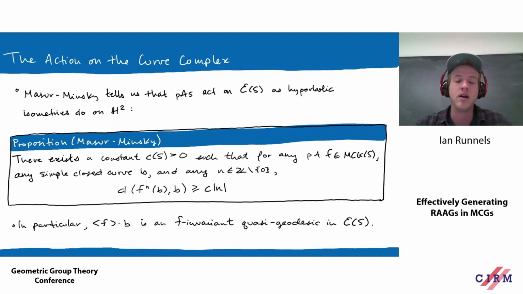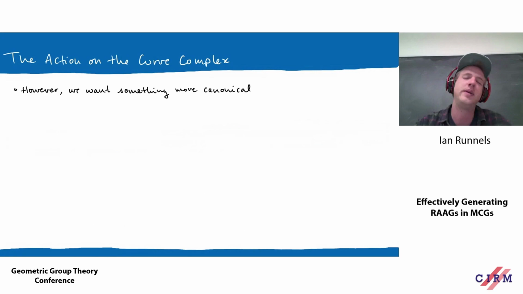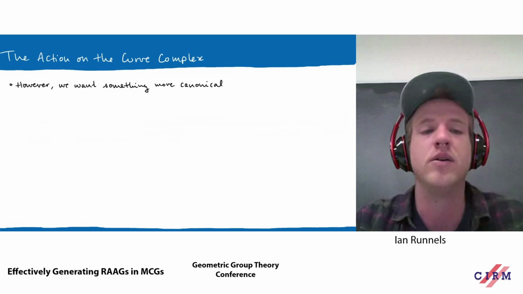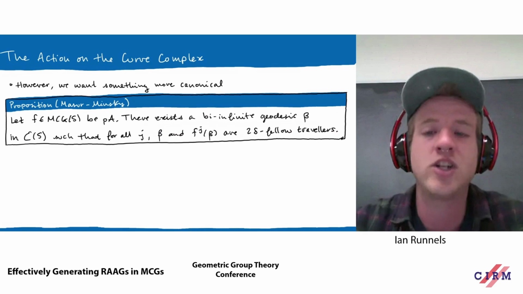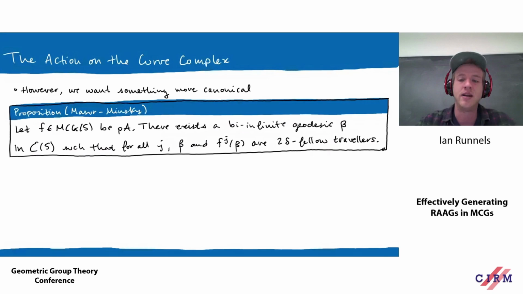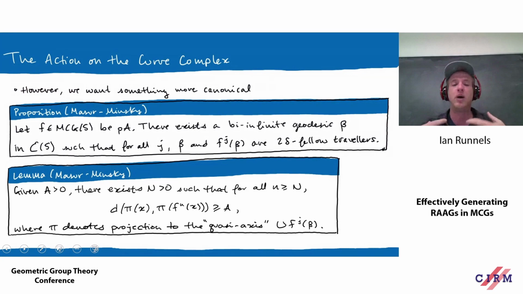But we want something a little more canonical for technical reasons. So we don't want just quasi-geodesics, but honest geodesics. And it turns out we have those as well. If I have a pseudo-Anosov, there's some finite collection of bi-infinite geodesics, which are permuted as I apply powers of F. And these are all two-delta fellow travelers, so they're all very close to each other. And the idea is that for suitably large powers of my pseudo-Anosov, I'm acting by translation along what's called this quasi-axis, the union of all of these bi-infinite geodesics.